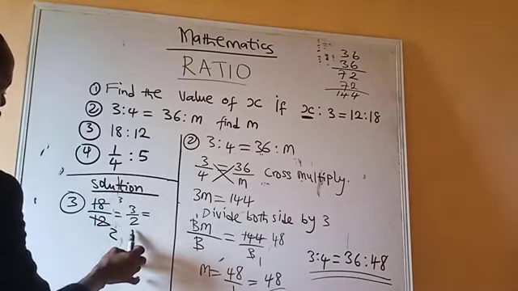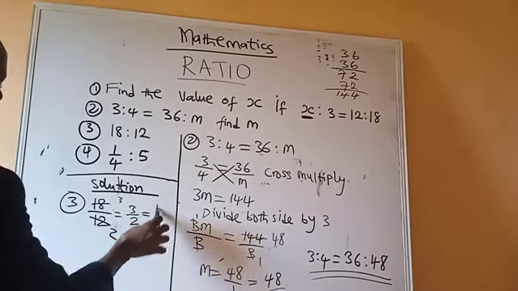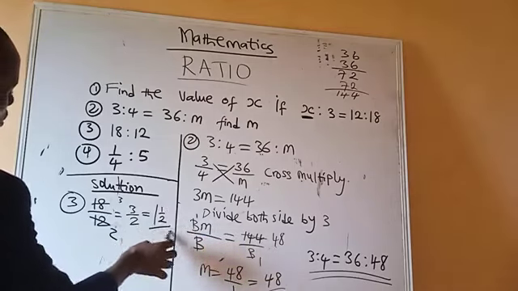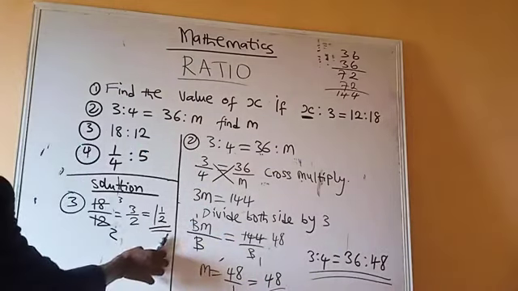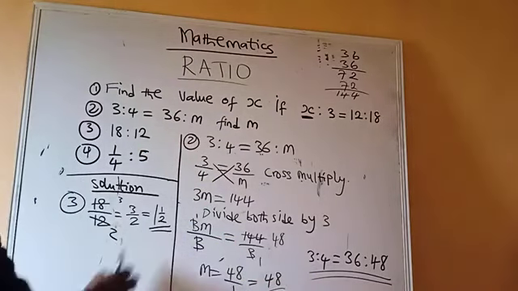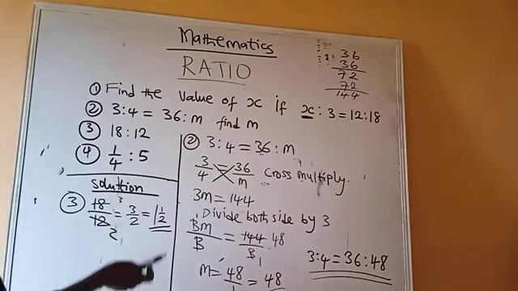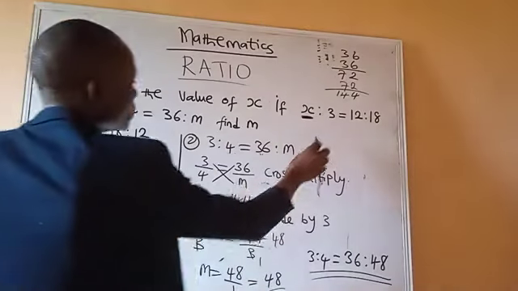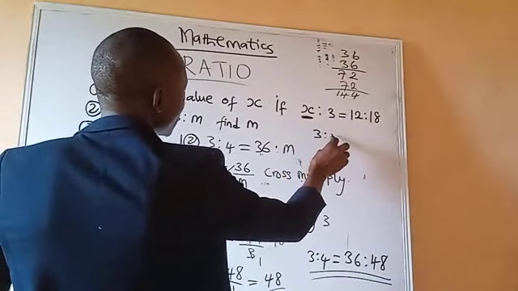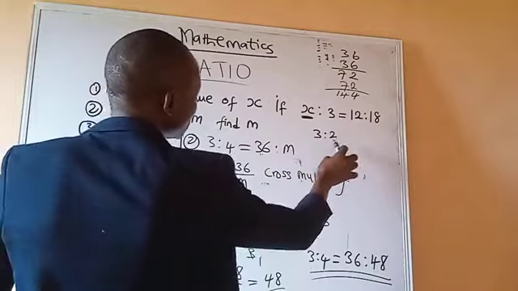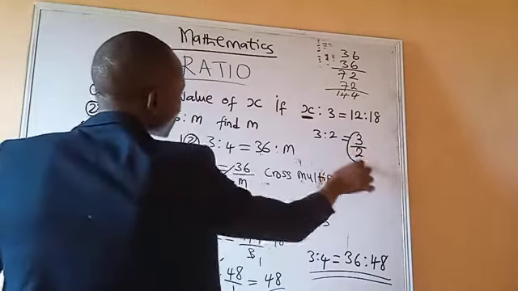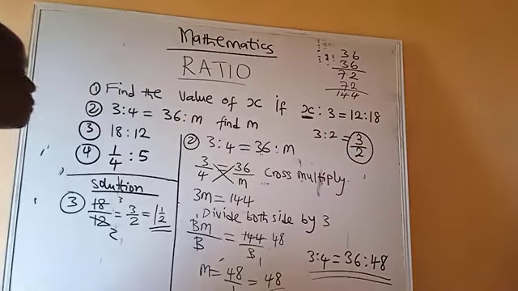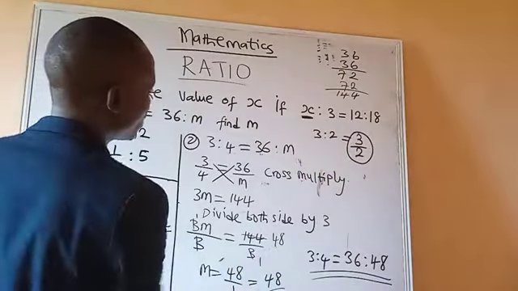this is an improper fraction. Let's convert it to a mixed fraction. This is one whole number, 1 over 2. So ratio 18 is to 12 will give us this. Do you understand? If I give you ratio 3 is to 2, what it means is 3 divided by 2. This is an improper fraction. Just convert this to a mixed fraction. That's 1 whole number, 1 over 2.